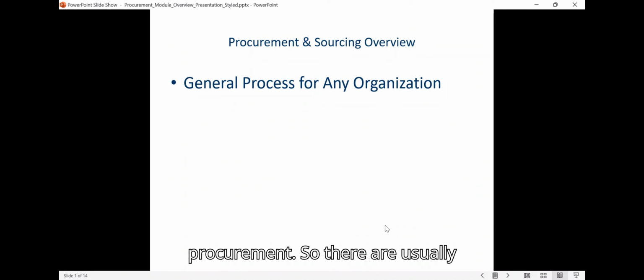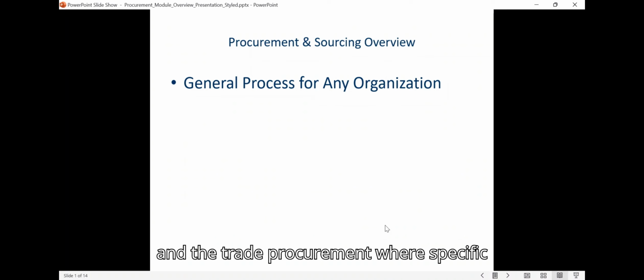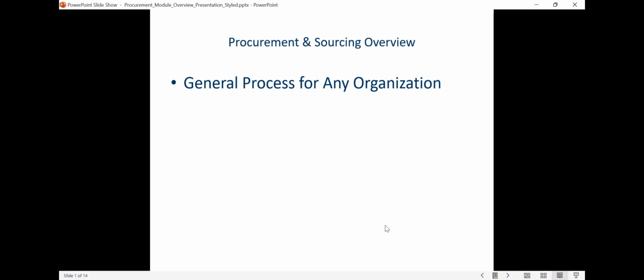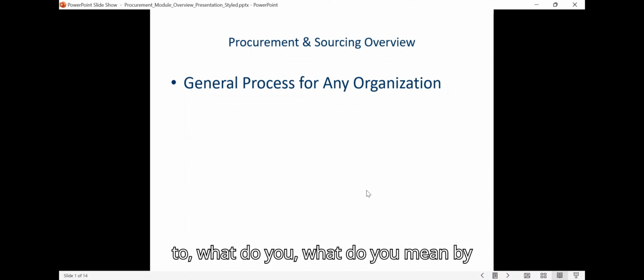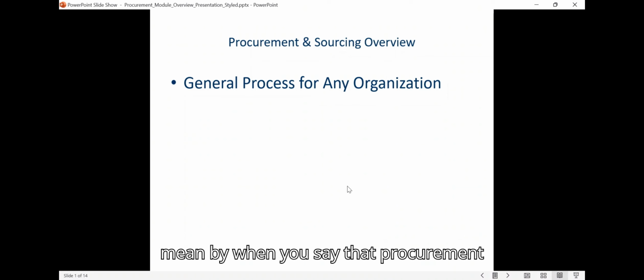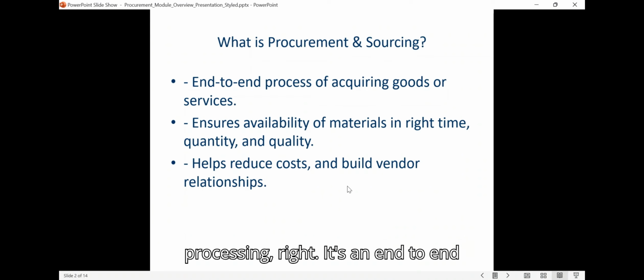There are usually two aspects into which procurement is divided. One is non-trade procurement, where no raw materials or items as such are involved, and the other is trade procurement, where it's specific items you're going to procure from different sources. So what do we mean by procurement processing, right? It's an end-to-end process of acquiring goods or services. It's not only about acquiring goods. You need to ensure the availability of material at the right time, in the right quantity, and quality.